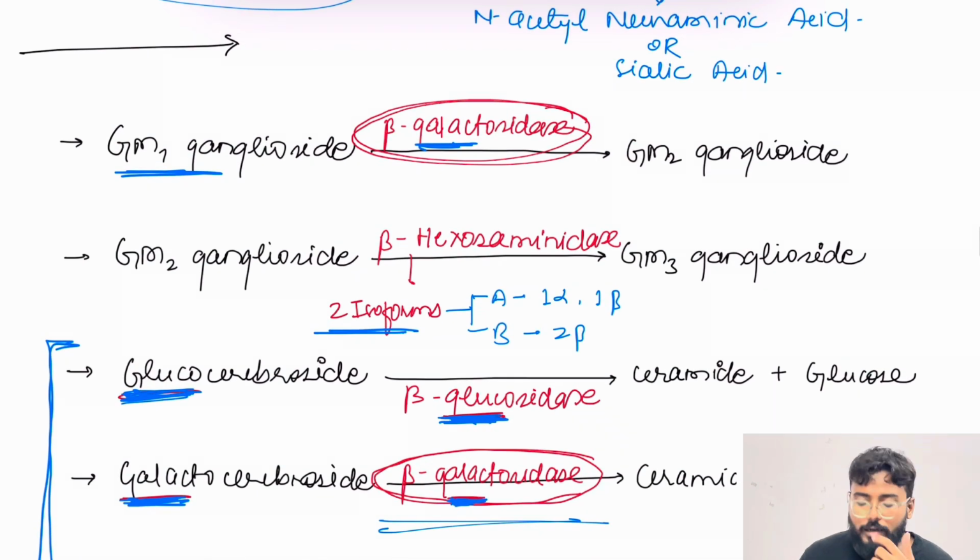What you need to actually remember is your GM1 and GM2 gangliosides. That's how you can remember: the alphabet G comes first and H comes later. So for the first, you can remember G, because G comes first and then comes H after G. So 2 is your H. That's how you can remember. GM1 is beta galactosidase and GM2 is beta hexosaminidase.